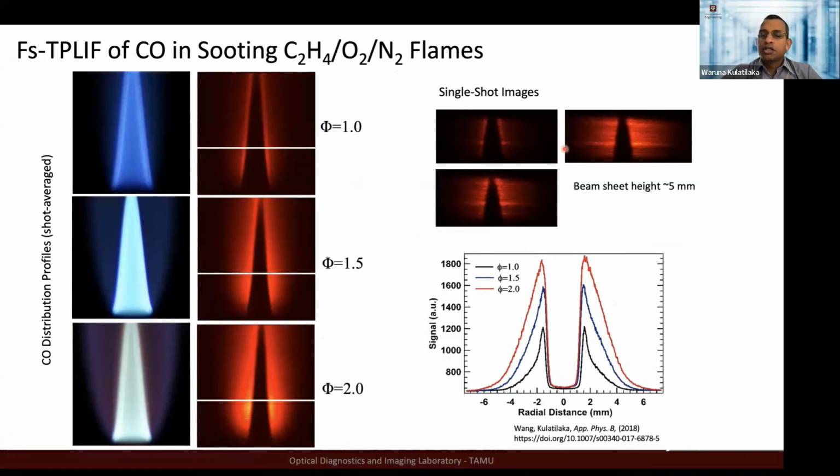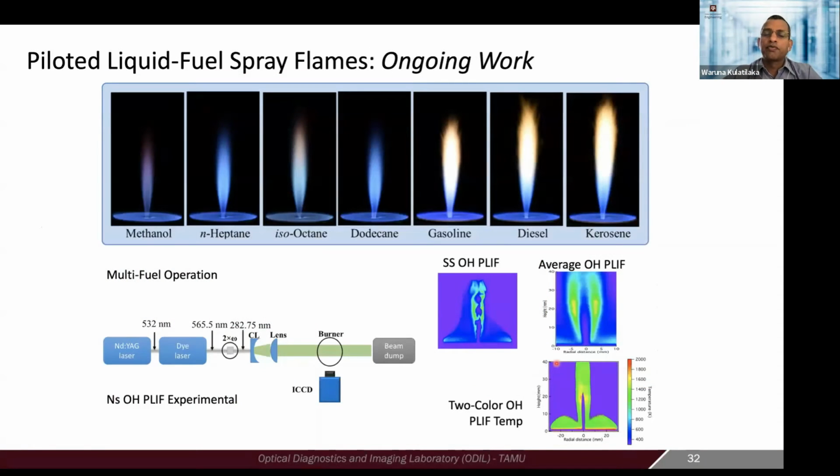So you can do some limited 2D imaging, single shot 2D imaging like shown here, but sometimes you can do some of these average images and then stack them together to get the full 2D CO profiles in these flames, which gives a nice indication of where the CO is being formed in these flames. And then you can generate some line profiles out of those images, and we have extended that into some other flame conditions using liquid fuels.